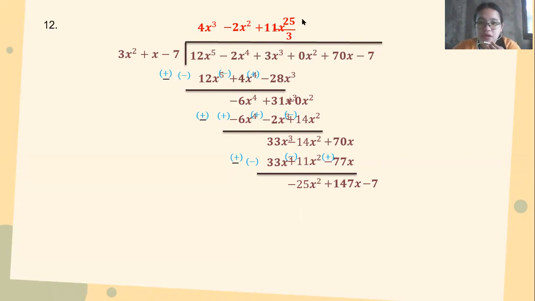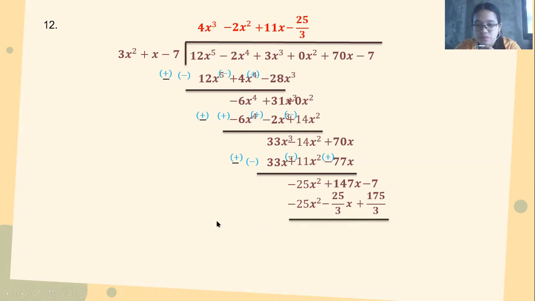Next, we have, ayan, so finix na natin yung ating answer. So negative 25 over 3 times 3x squared is equals to negative 25x squared. Negative 25 over 3 times x is equals to negative 25 over 3x. Negative 25 over 3 times negative 7 is equals to positive 175 over 3.